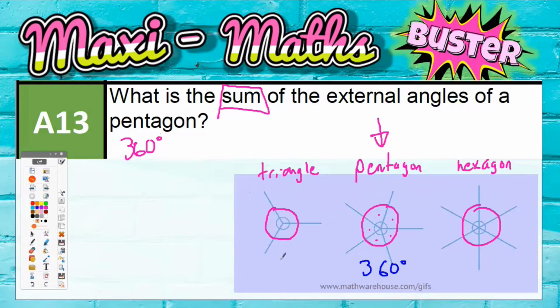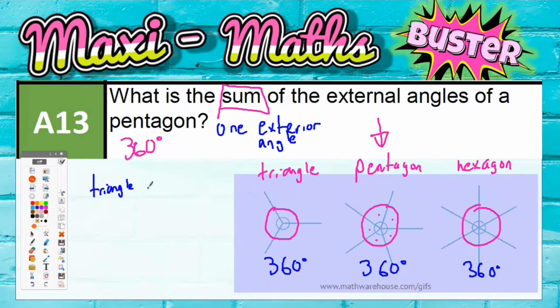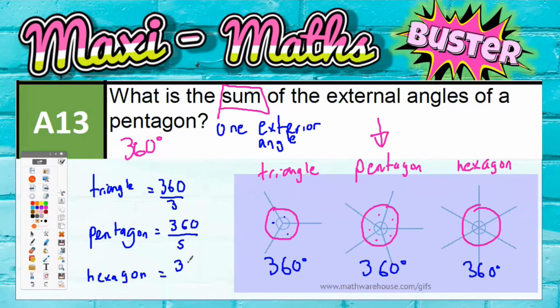It would have been 360 degrees for the triangle. It would have been 360 degrees for the hexagon. What would have been a harder question is if it said, what is one external or exterior angle? Because then, for the triangle, you would have had to have done 360 divided by 3, because there are 3 angles. For the pentagon, you would have to have done 360 divided by 5, because there are 5 exterior angles. And for the hexagon, you would have done 360 divided by 6.